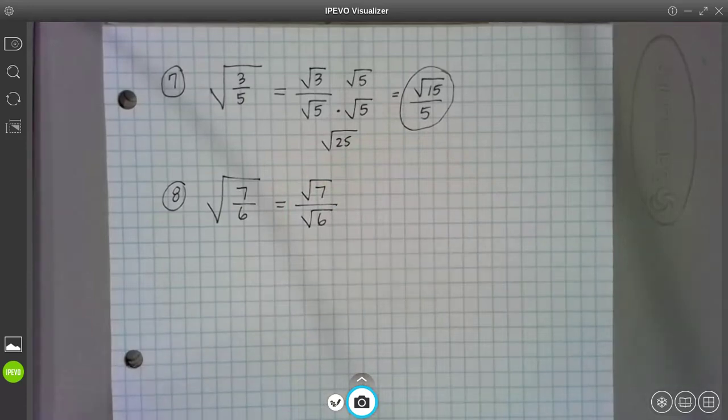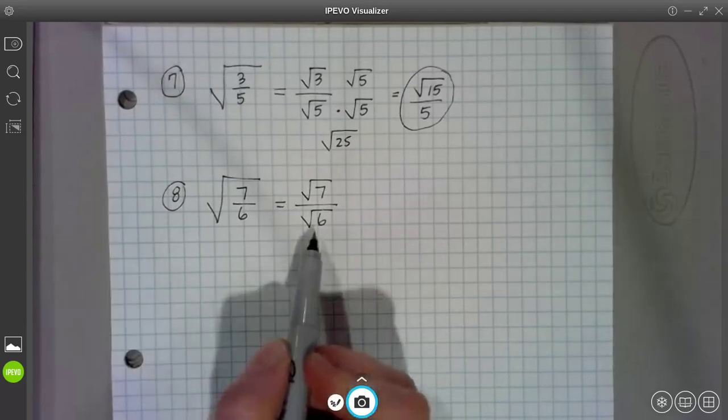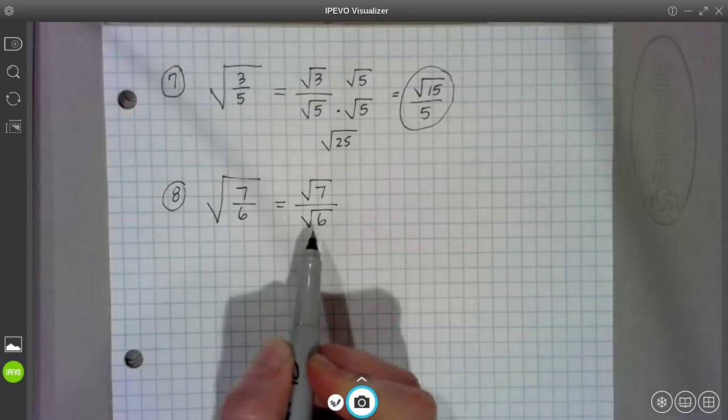Now look at each radical. The square root of 7 is a simplified square root. The square root of 6 is a simplified square root. There's nothing I can do. We're just not allowed to leave the square root of 6 in our denominator.